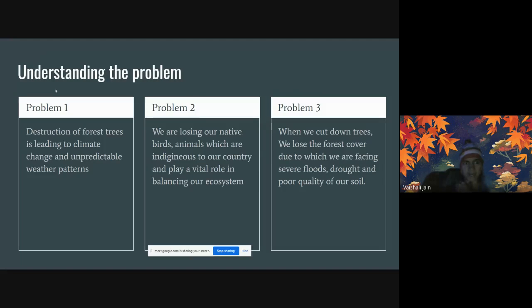So, what is the exact problem? Destruction of forest trees is leading to climate change and unpredictable weather patterns. We are also losing our native birds and animals, which are indigenous to our country, and they play a vital role in balancing our ecosystem. When we cut down trees, we lose the forest cover, due to which we are facing severe floods, drought, and poor quality of our soil.